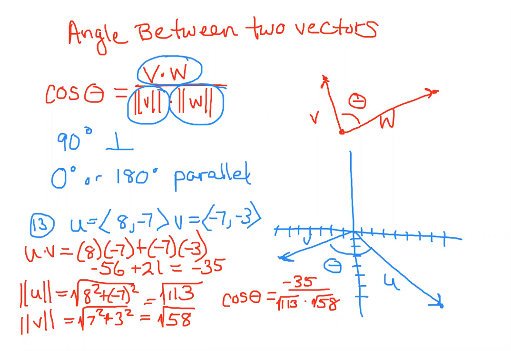And you get 115.62. Theta equals 115.62 degrees. And that is the angle between those two vectors. So let's look at another example.